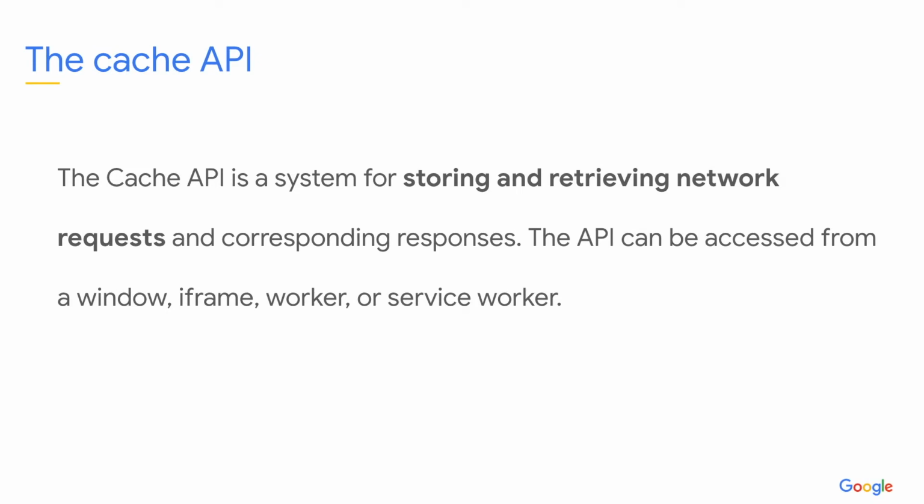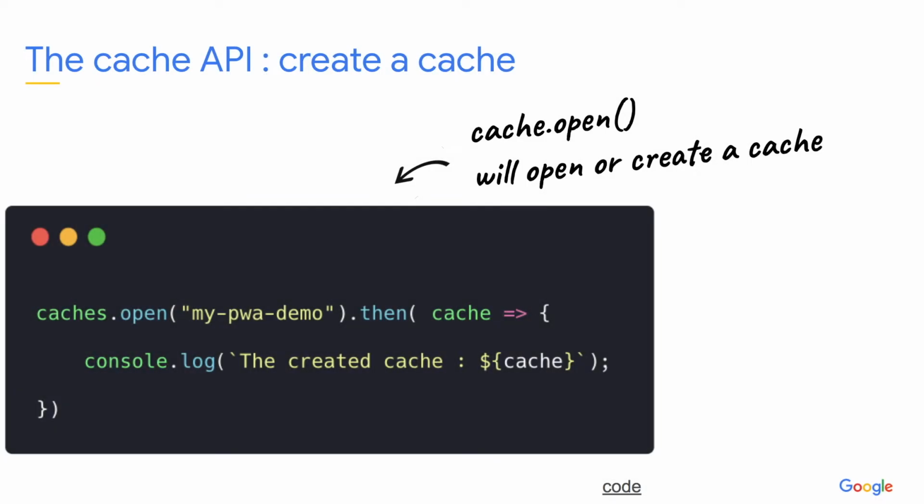And what's the Cache API? The Cache API is a system for storing and retrieving network requests and corresponding responses. The Cache API is designed to store HTTP requests, which goes well with the idea of the service worker intercepting requests. So I guess you start to understand that with our service worker we will intercept requests, and with the Cache API we will store those requests, right? And this will be part of our logic.